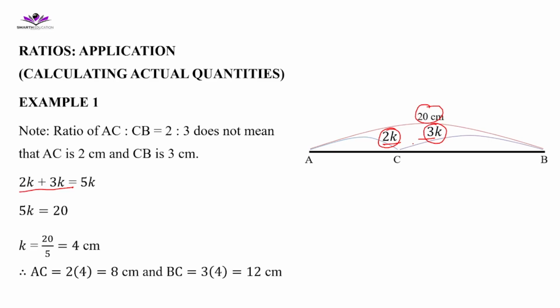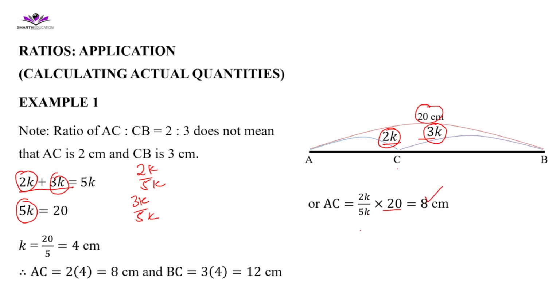The alternative method is to say that we have a total of 5k. So this one is going to be 2k out of 5k, and this one is going to be 3k out of 5k. That's another way of doing it. We can use fractions like this and say 2k out of 5k of 20. We still get 8 centimeters. Then 3k out of 5k of 20. We still get 12 centimeters. So we're going to be using these two methods as we find our answers.